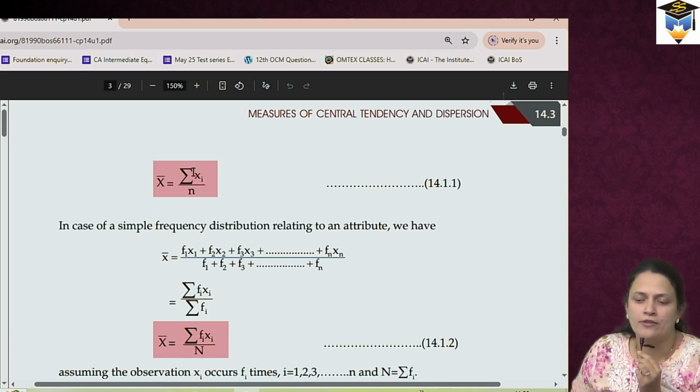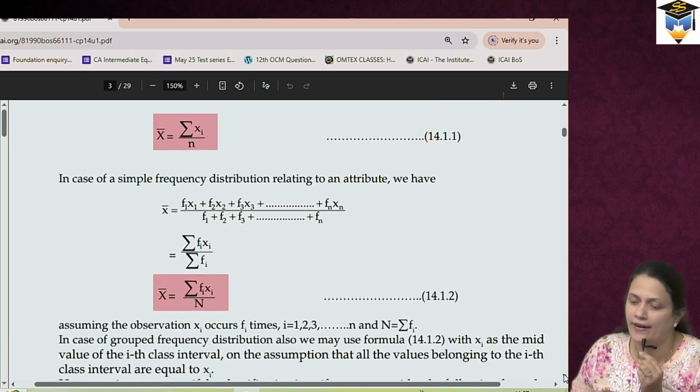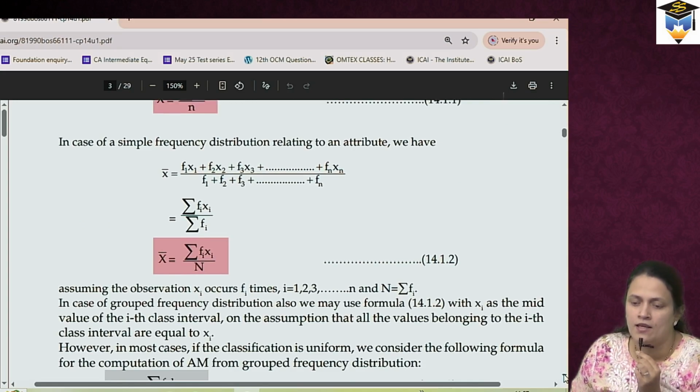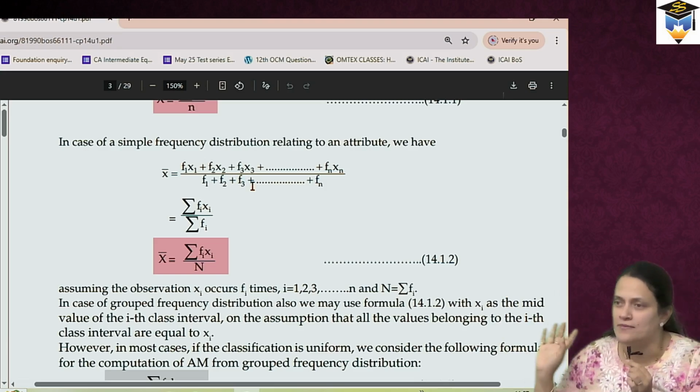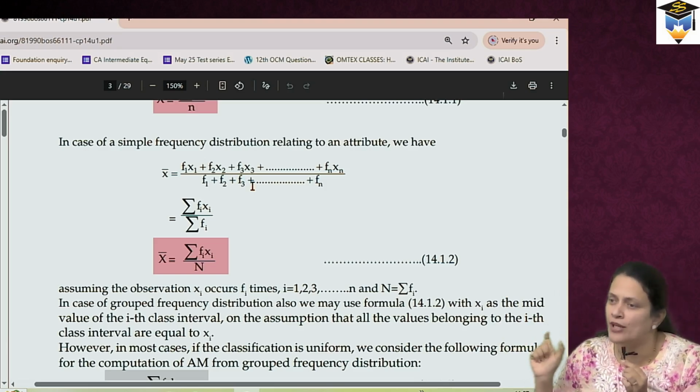So arithmetic mean is given by the formula summation of xi upon n. When frequency is also there, then it will be summation of fi xi upon summation fi or n. So basically when we say summation f, what is the meaning of that? x1 occurs for f number of times. So that gives us the frequency.